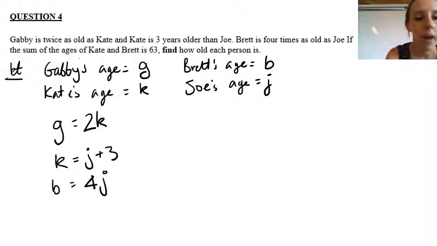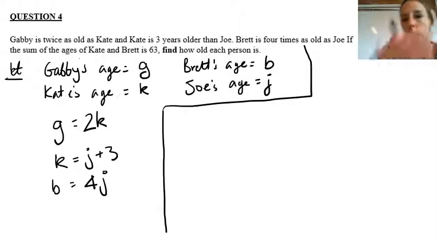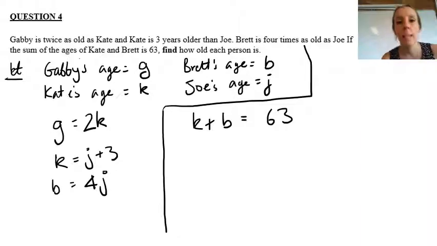Okay, so I'm just going to draw a line here, but you would keep working down the page. So, you know, this little box that I'm drawing would be below everything I just wrote. This is terrible setting out. Do not copy this. So, if the sum of the ages of Kate and Brett is 63, that means if I add Kate and Brett's ages together, I've got to equal 63, because sum means addition.